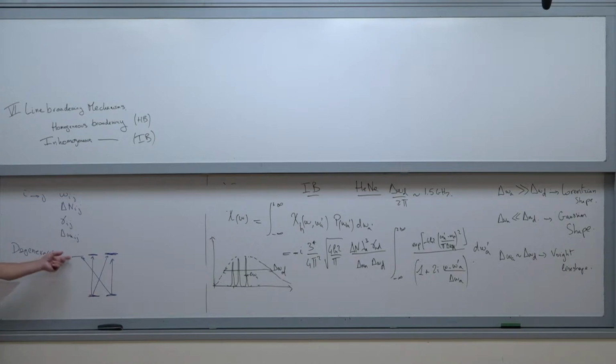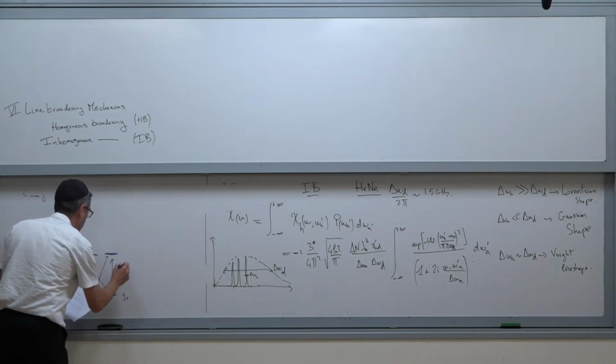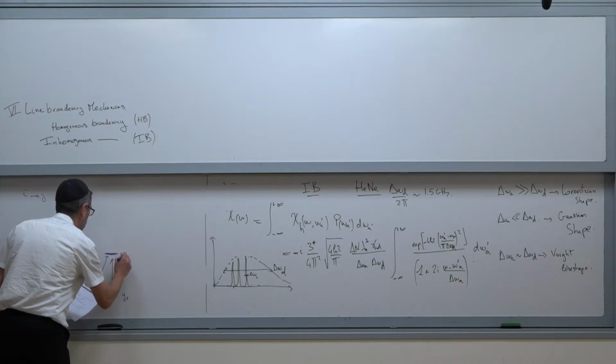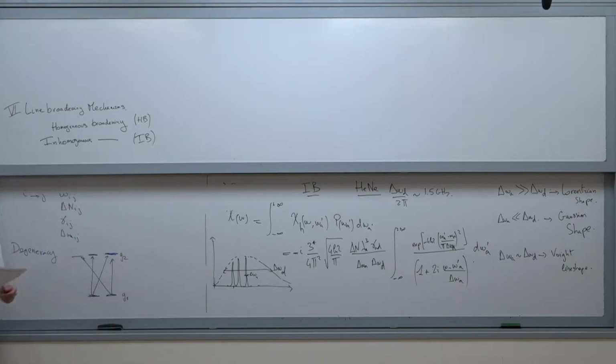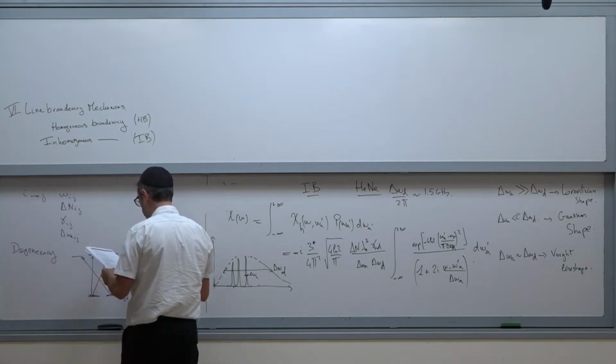This is also something which is very common in nature, to have degenerate states, degenerate levels. How to deal with that? Let's say that we have here g1 number of degenerate states, and here we have g2. How do you generalize what we discussed? You just write that delta n.